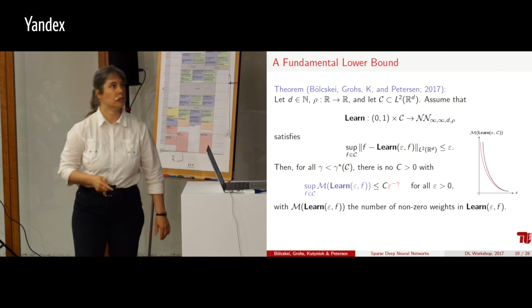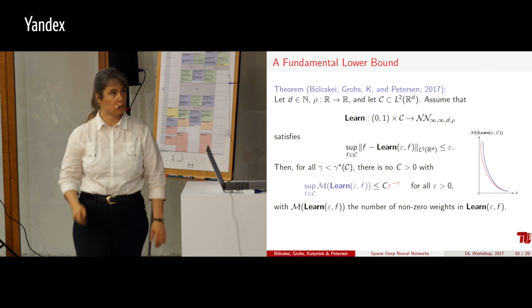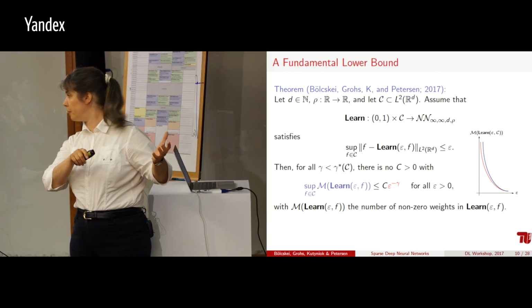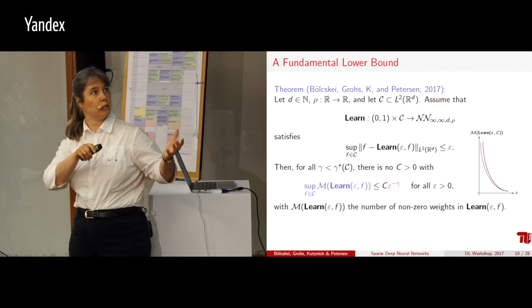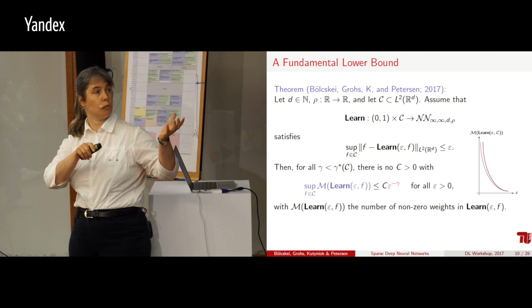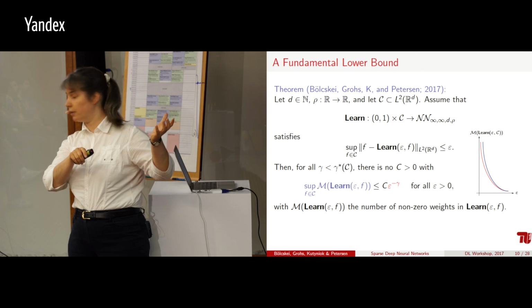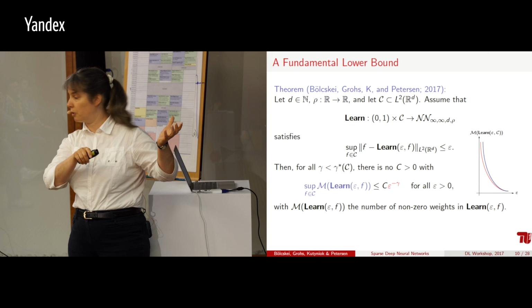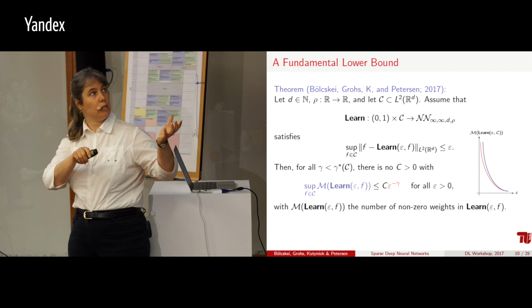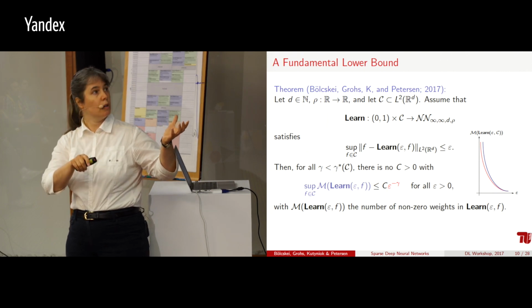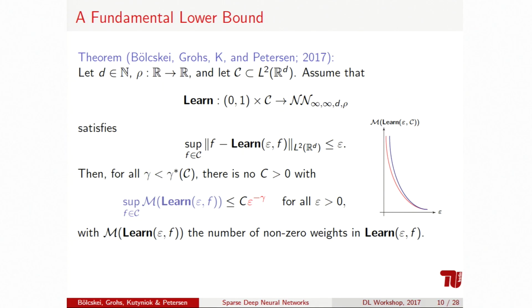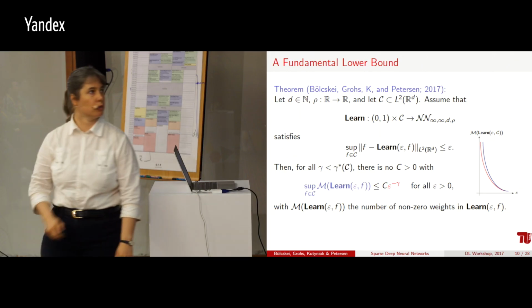So let's take a look at the precise statement. So this is my learning procedure. I take an accuracy, I take an element of my function class. So here I consider functions in this case of L2(R^d), and it outputs a neural network where I don't care about the number of layers, I don't care about the number of edges, I just care about the input dimension and the rectifier. And it is done in such a way that the error which I make when I'm approximating this class is bounded by that epsilon. And then we can show the following.